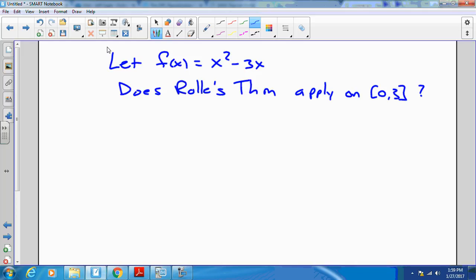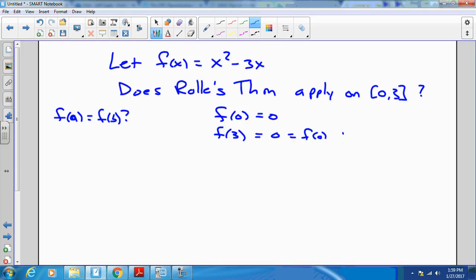So, does Rolle's theorem apply on 0 to 3? Well, it's a simple matter of checking our three conditions. So to remind ourselves of our three conditions. Does f of a equal f of b? That's our first condition. Let's check that. What is f of 0 equal to? What is f of 3 equal to? So our first condition is satisfied.